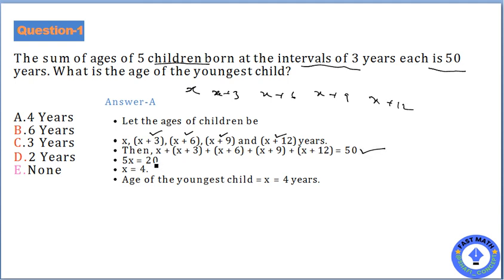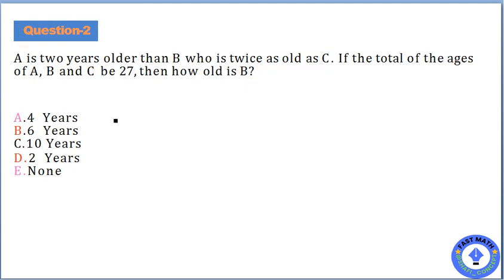Solving the equation, you will get 5x is equal to 20. Ultimately x is 4. That means x, which is taken as the first child, the youngest of all the children, is 4. As per the problem, he is asking the youngest child's age, that means x is 4 years. The answer is A.